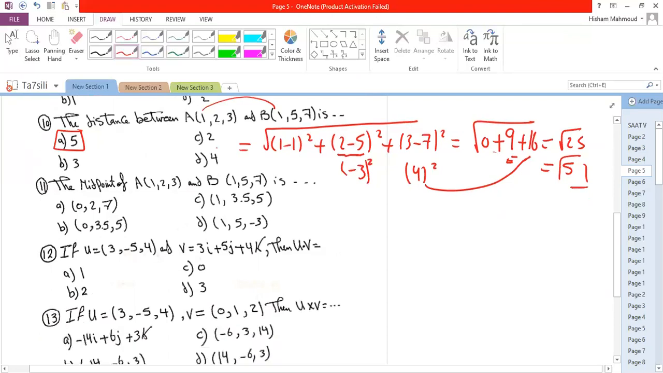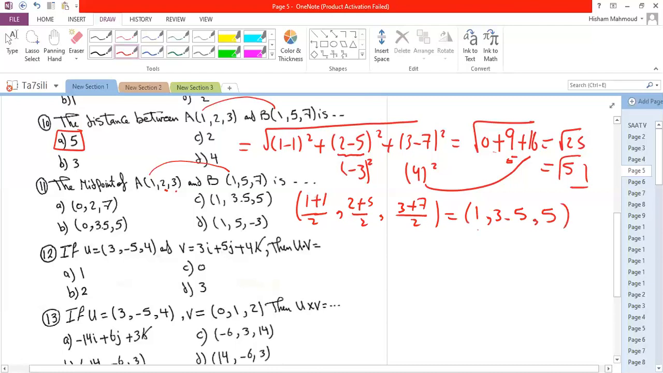How can we find the midpoint? We can find the midpoint easily by finding the mean average between the points 1 and 1. So it's 1 plus 1 divided by 2. And the mean between the points 2 and 5 is 2 plus 5 divided by 2. And the mean between the points 3 and 7 is 3 plus 7 divided by 2. So it's 1, 3.5, and 5. 1 plus 1 is 2 divided by 2 is 1. 2 plus 5 is 7 divided by 2 is 3.5. So it's C.